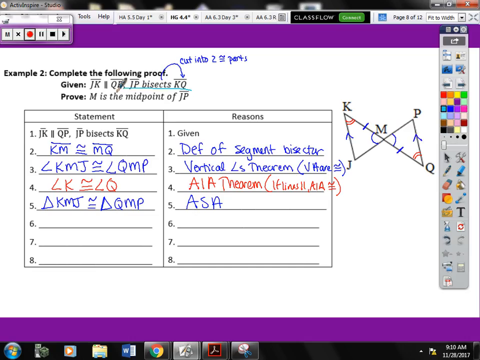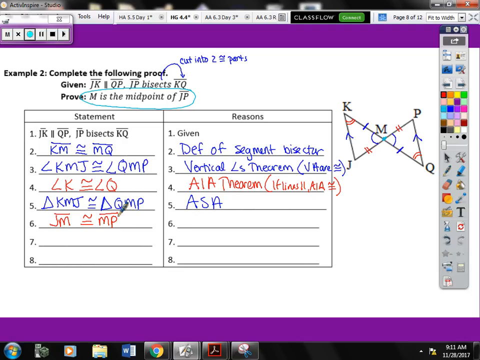Now, let's look again at our proof statement. They want me to prove that M is the midpoint of JP. So this one's going to be 2 additional steps. So I want you to think, to prove M is the midpoint of JP, what do I need to know? How could I prove M is the midpoint of JP? What do I need to know? Joseph? JM is congruent to MP. Good. So to know that M is in the middle, I would have to know that JM is congruent to MP. So that's what I'm going to write down. JM is congruent to MP.